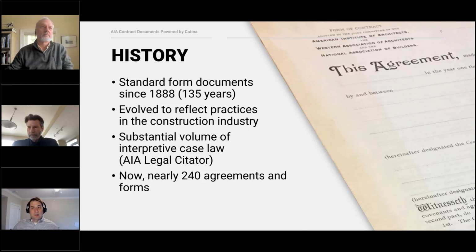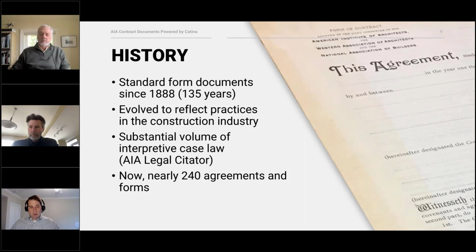We've been doing it for a long time. The construction industry, though, has changed significantly in that period of time. I think the first agreement was in 1888. The uniform contract was three-ish pages long. I think our average, the A201, is forty-something pages long. So the complexity of the industry has grown, and so have our documents.